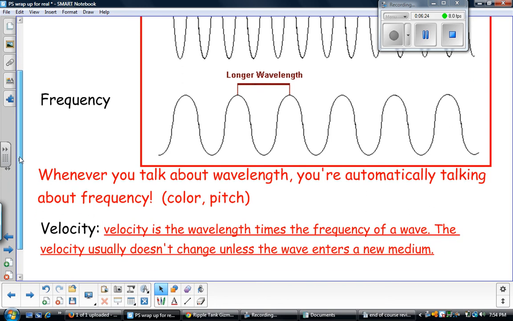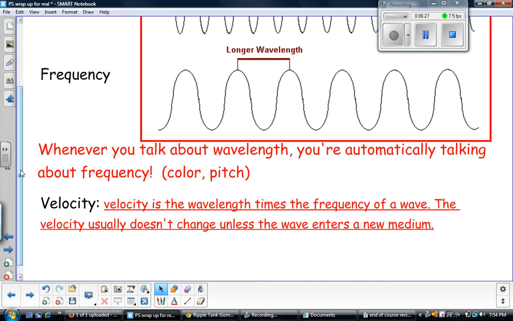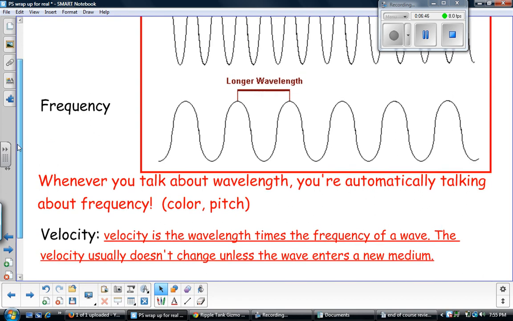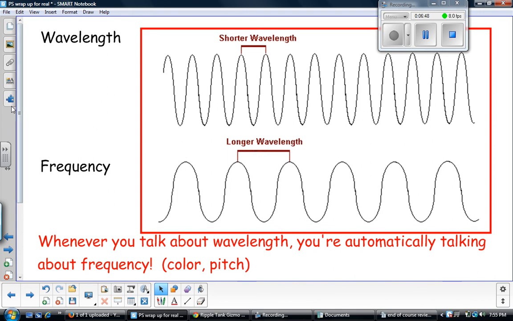Now, the third important vocabulary word is velocity. If you multiply the wavelength times the frequency of a wave, you get its velocity. The velocity of a wave doesn't usually change unless the wave enters a new medium. So if a light goes from, say, air into glass, it will slow down. But otherwise, it will keep going the same speed. So, therefore, whenever the wavelength of a wave changes, its frequency automatically will change also, and the other way around.